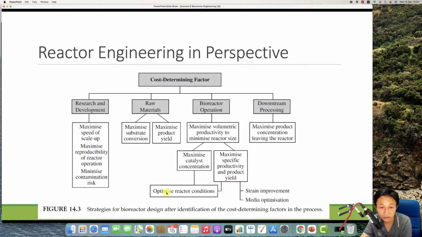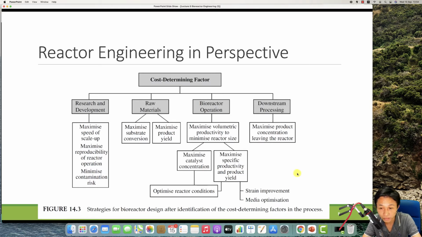And then this one, optimize reactor conditions. Conditions mean pH, temperature, for example, something like that. And you want to improve your strain, and then the media that you want to culture, you want to use it optimum as much as you can. And then for the downstream, you want to have your product as pure as you can. So you want to maximize product concentration, for example.